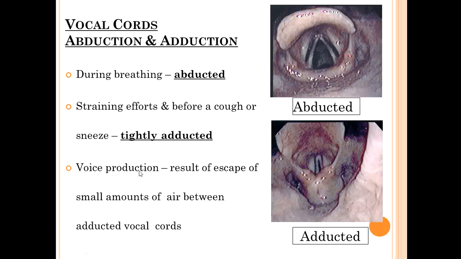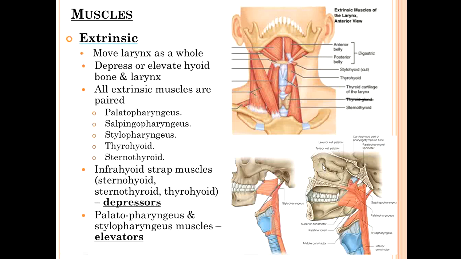Now what is voice production? Voice production is the result of escape of a small amount of air between the adducted vocal cords. So if these vocal cords are adducted, a small amount of air will pass through, and that will produce the voice. Did you get it? What is abduction and what is adduction of the vocal cord?